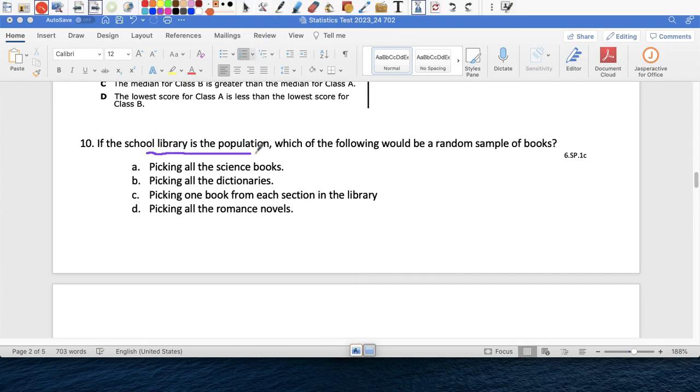10. If the school library is the population, right? The library in the school is the population. What would be a random sample of books? So if I picked all the science books from the library, would that be random? Not random. If I picked all the dictionaries from the library, would that be random? Not random. If I pick one book from each section in the library, is that random?